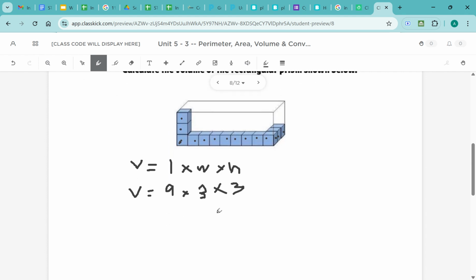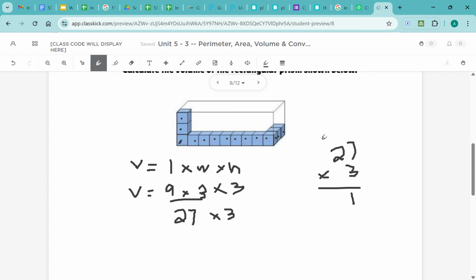Now this volume, or this multiplication, will actually tell me how many of these cubes would fit total in this shape. So let's go ahead and find the volume. 9 times 3 is 27, times 3. All right, I can't do 27 times 3 in my head. I'm not going to try. I want to be successful, so I'm going to go off over here to the side and work it out.